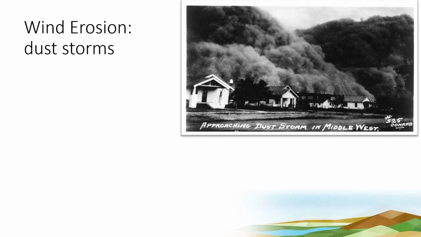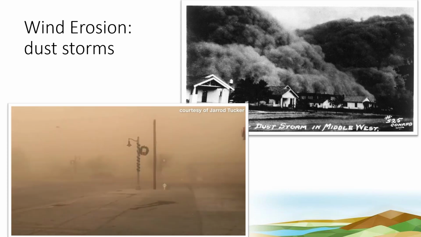This first image here was taken during the Dust Bowl back in the 1930s. And although conservation efforts have been made since the Dust Bowl, dangerous dust storms continue to be a concern in parts of Kansas. This photo here in the bottom left was just taken in 2021.